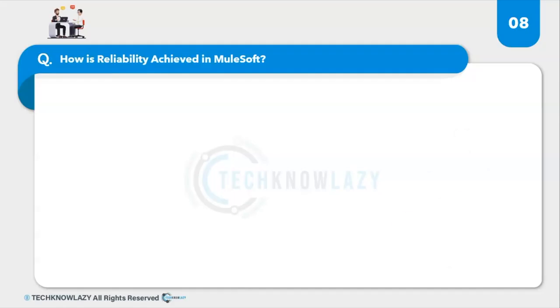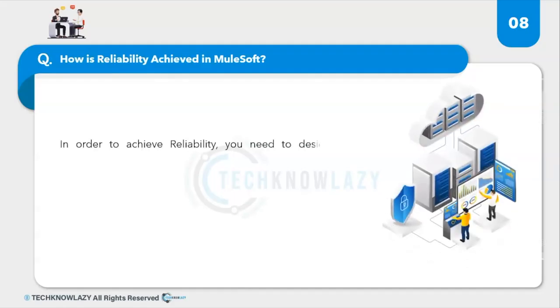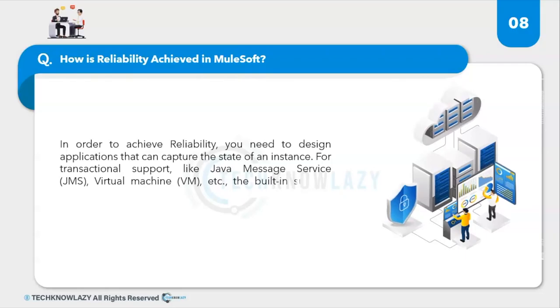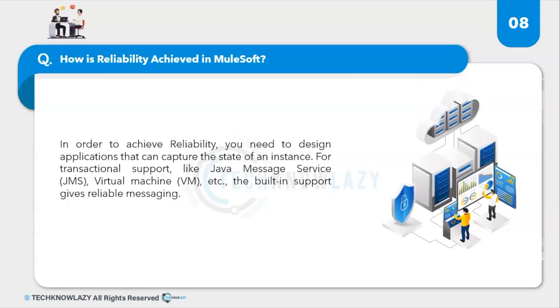How is reliability achieved in MuleSoft? Let's say you have a service being offered to your client through MuleSoft. How can you justify yourself to your client about the reliability? This question is based on that particular aspect. So the answer for this question is, in order to achieve reliability, you need to design applications that can capture the state of the instance. For transactional support like Java Message Service or JMS, VM, virtual machine, etc., the built-in support gives reliable messaging.